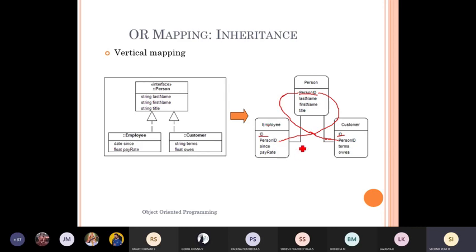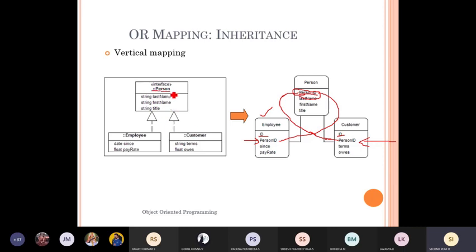When one table refers to the primary key of another table, it is called a foreign key. If the employee table refers to the primary key of the person table, then it is called a foreign key. So here person ID is called a foreign key, and in the customer table also person ID is called a foreign key. Here in this inheritance concept you are using the class. So this is called a class.